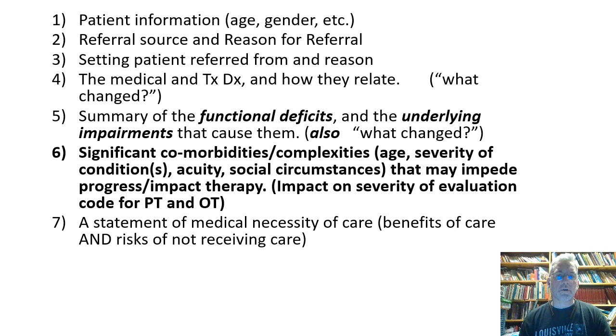So underlying impairments are the causes of your functional deficits. And then never forget, in any analysis statement of a patient that you're just starting for therapy, anything that's significant from a comorbidity or a complexity standpoint should be mentioned. And we're going to look at a little bit of a unique situation with the next patient that PTs don't always think about documenting. OTs are probably a little bit better about it, and it's going to be impactful on the patient's care. And then finally, a statement of medical necessity. We want to paint the picture of this is why they need therapy and this is what will happen without. So without further ado, let's look at our sample.